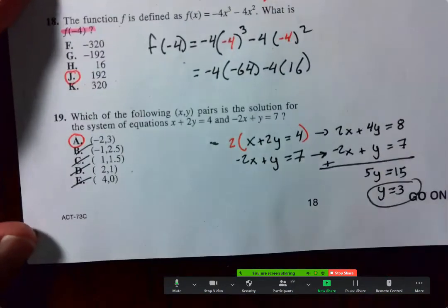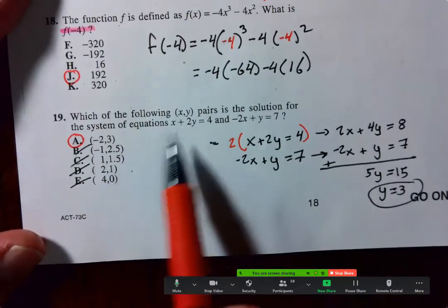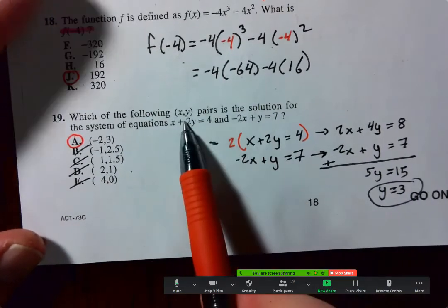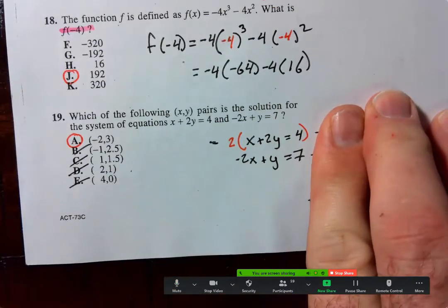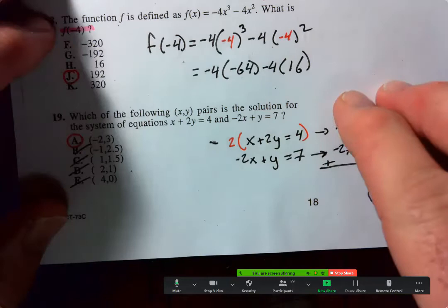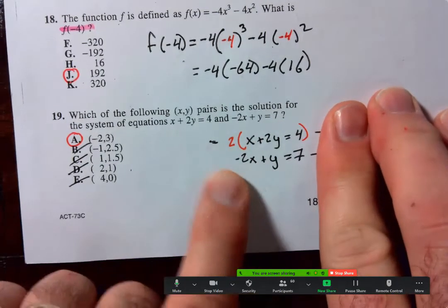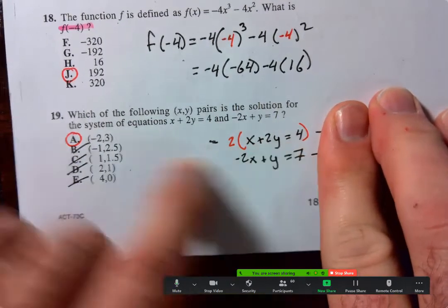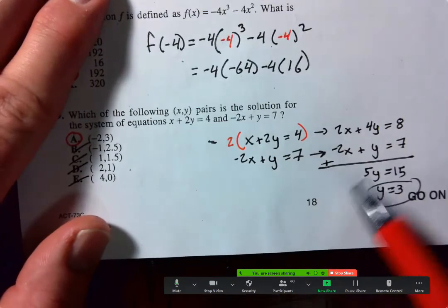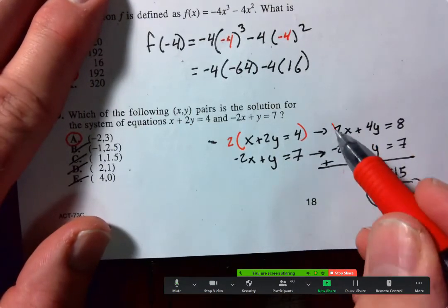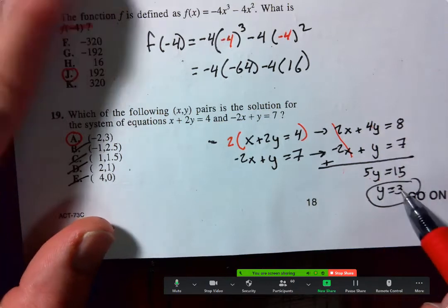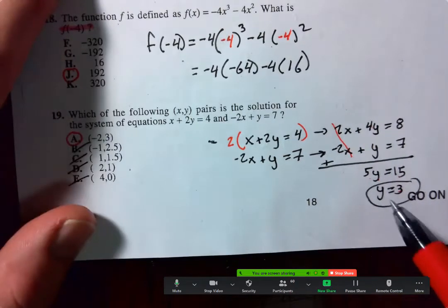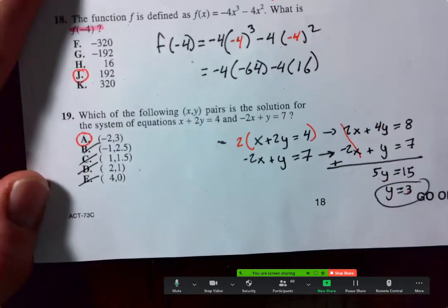Number 19 says, which of the following is a solution to that system of equations? So I wrote out the 2 system equations in black here. I decided to eliminate the x's, so I multiplied the top equation by a 2. That way, when I add them up, these x's cancel, and we're left with 5y equals 15, which means y is equal to 3. Now, what's nice about this, I'm not going to solve the rest of it.